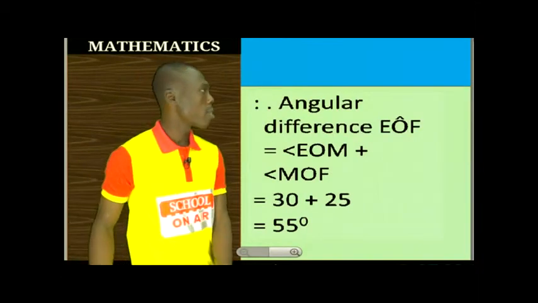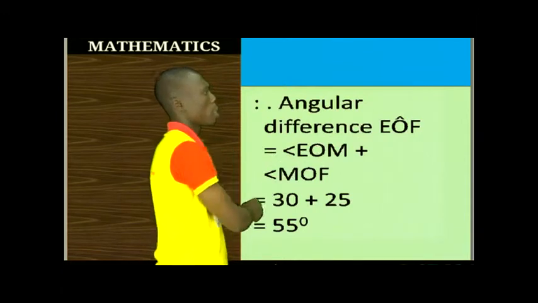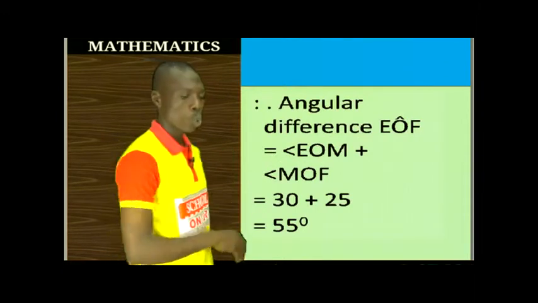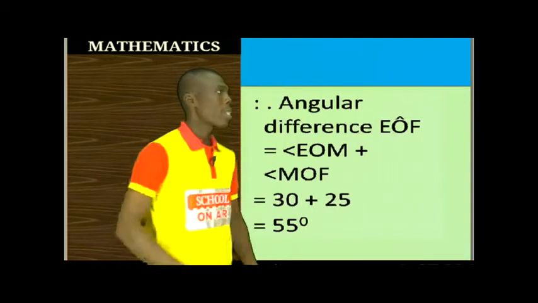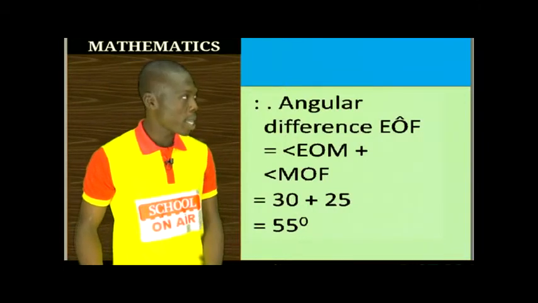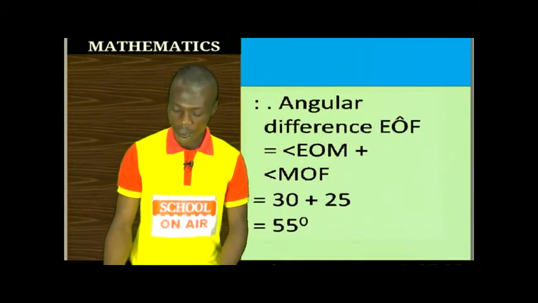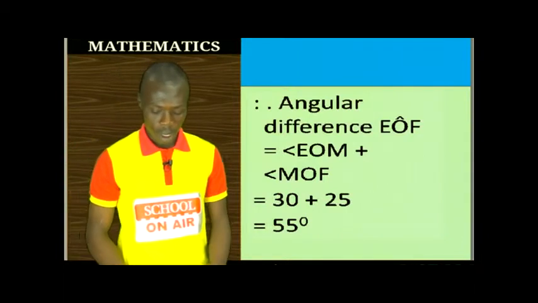So we calculate the angular difference as follows. The angle EOF is equal to angle EOM plus angle MOF, just as shown in that diagram. So that gives us what? 30 plus 25, which is equal to what? 55 degrees. So that defines the angular difference between the two places E and F on the Earth's surface.